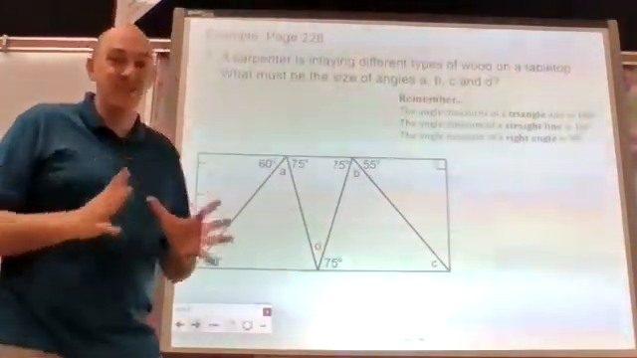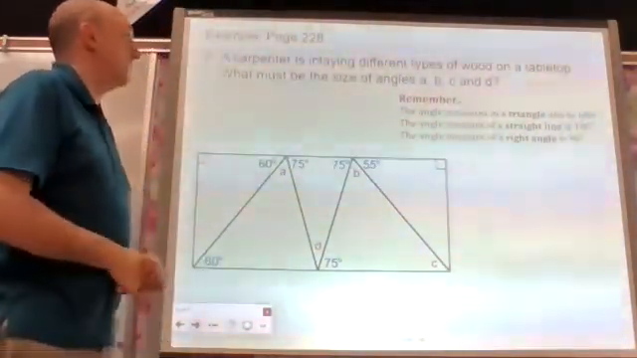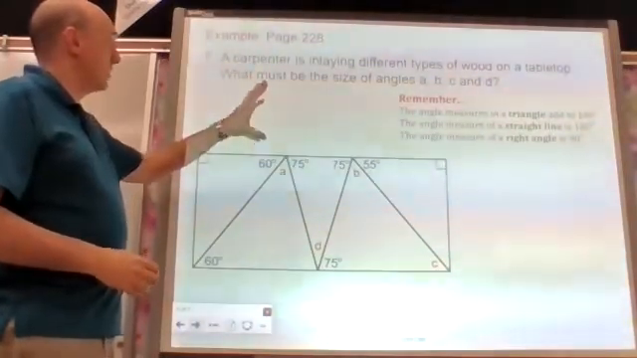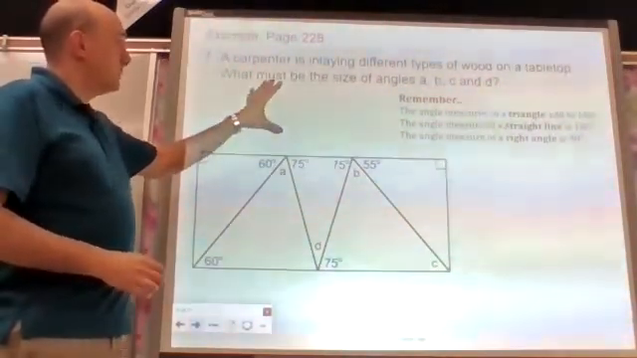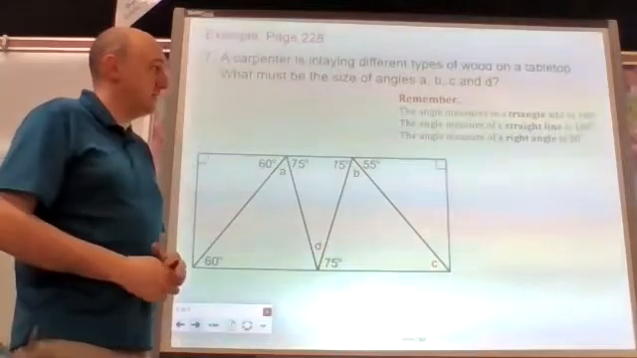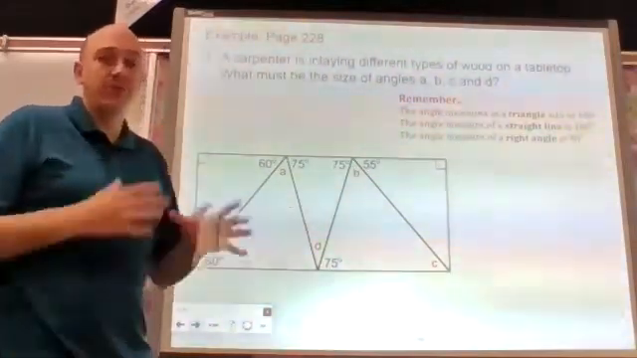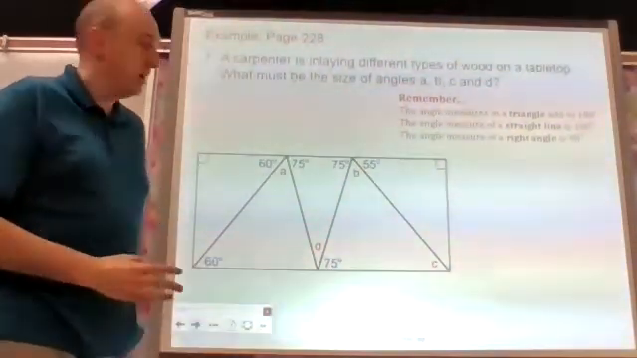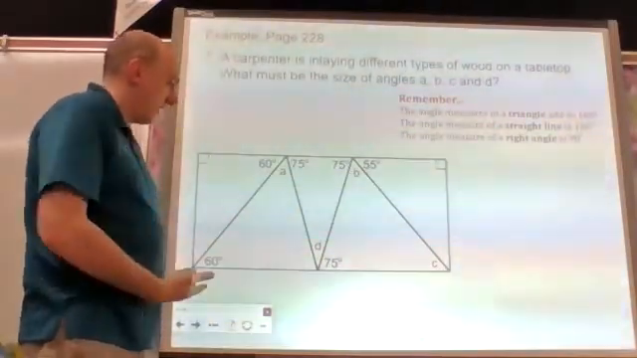Finally, we get into the fun stuff with triangles. I love this stuff. We got a carpenter inlaying different types of wood on a tabletop. What must be the size of angles A, B, C, and D? This is where our complementary, supplementary angle stuff comes in, finding out extra stuff.